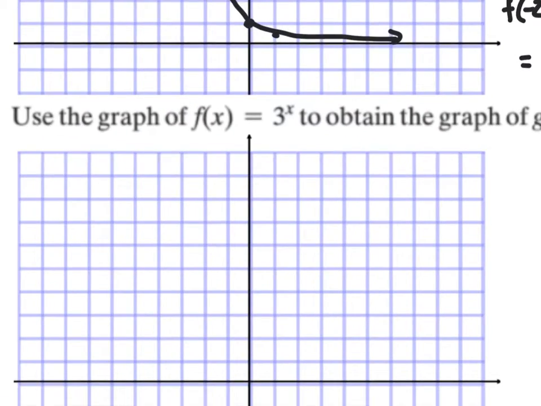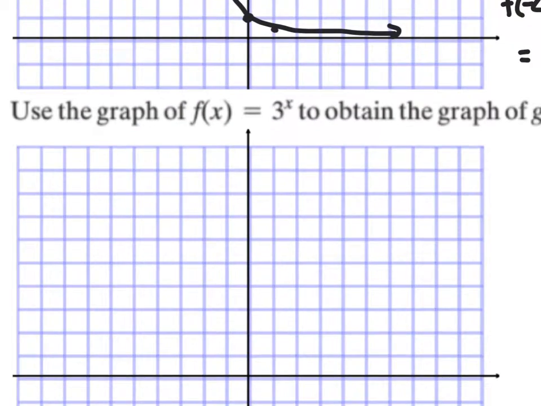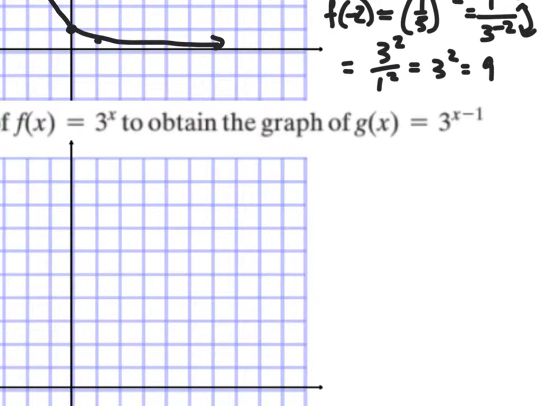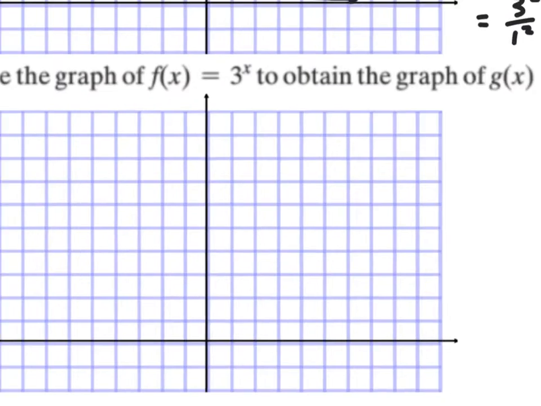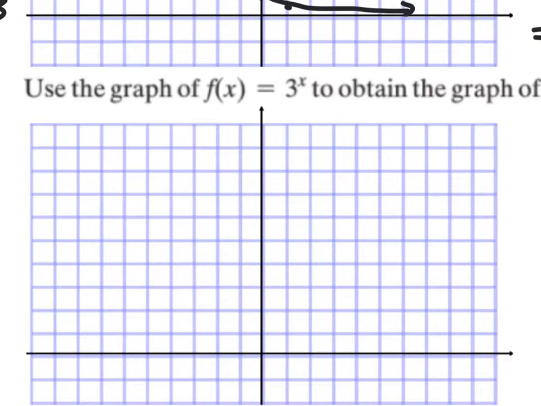Now we're going to use the graph of f of x equals 3 to the x to obtain the graph of g of x equals 3 to the x minus 1 power. So let's just go ahead and graph 3 to the x, which we've already done. So (0, 1), (-1, 1/3), (1, 3), and then (2, 9). Okay, and that's my graph for this.